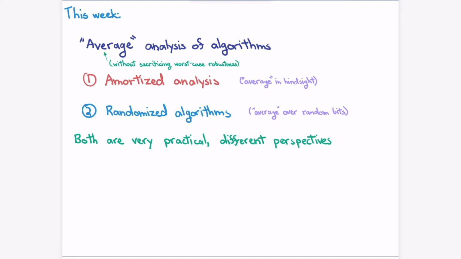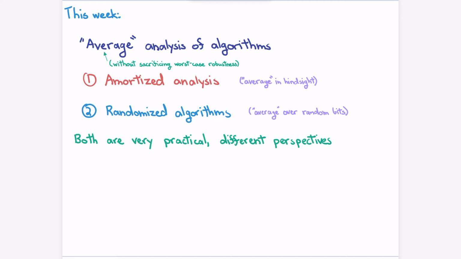We're going to talk about average case analysis of algorithms, but in a very specific, precise sense of the word average. So we are not going to sacrifice worst case inputs. I'm not saying we're solving random SAT formulas or sorting random permutations of numbers. So in data structures, we're going to have worst case inputs and we're going to analyze their average performance in hindsight. I'll explain what that means.